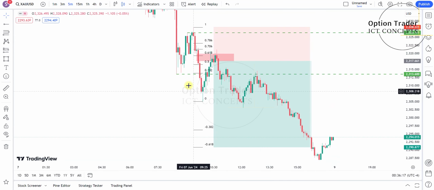Okay, so this is how the Fibonacci works. First we need to identify the trend, draw a swing high and swing low. Just draw the Fibonacci, see whether you are having an imbalance, and take the trade.